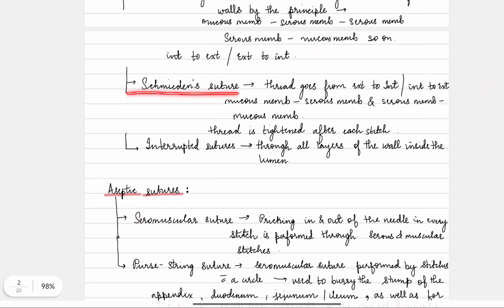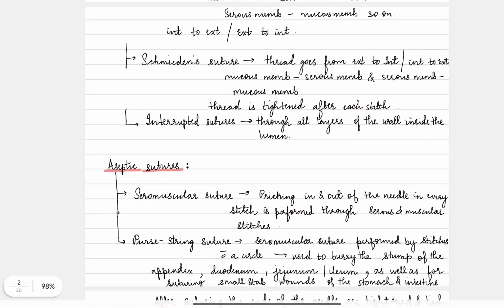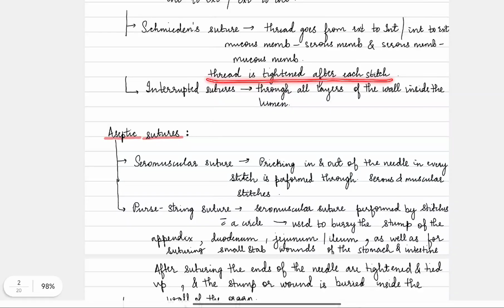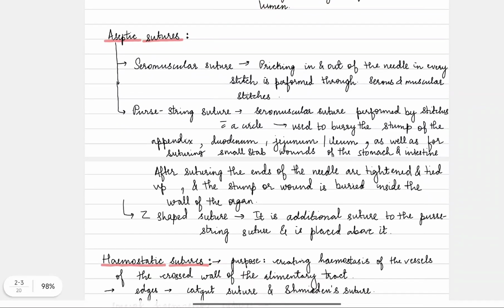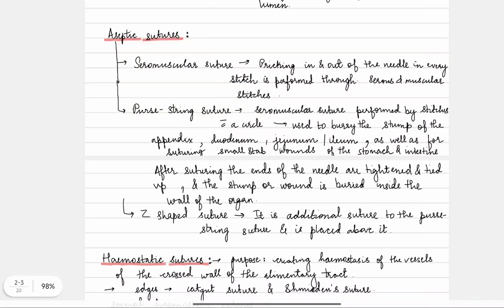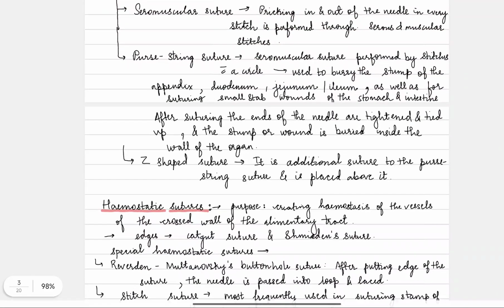Next is Schmieden's suture. The thread goes from external to internal, internal to external, like mucous membrane, serous membrane, and serous membrane to the mucous membrane. The thread is tightened after each stitch. Interrupted suture is through all the layers of the wall inside the lumen. Next is the aseptic suture, the seromuscular suture. Pricking in and out of the needle in every stitch is performed through the serous and muscular layers.